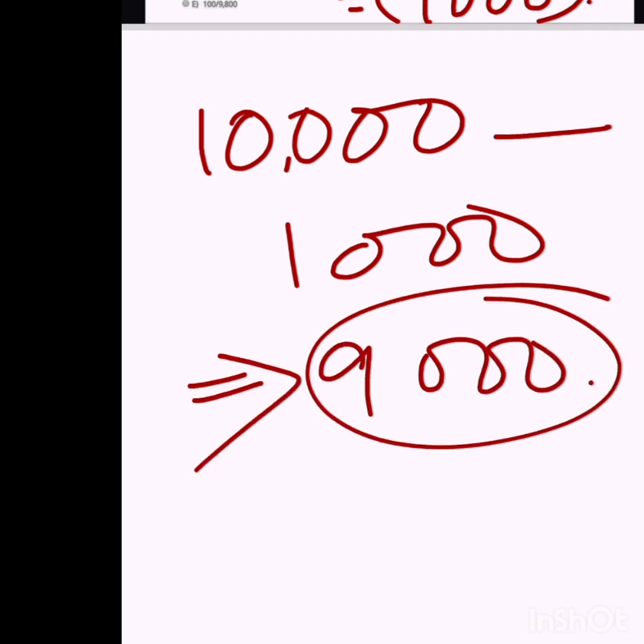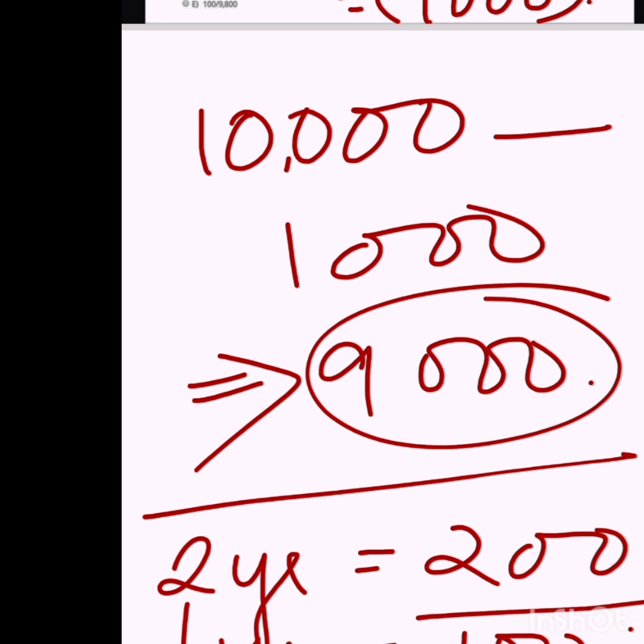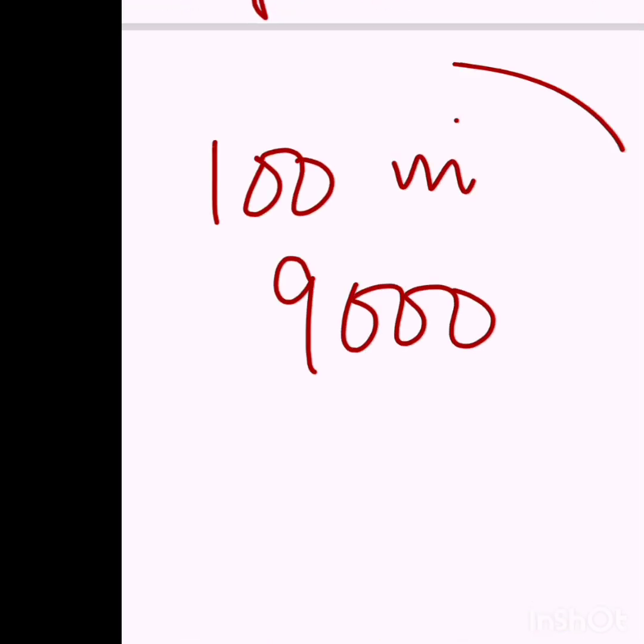In these 9,000 people, during the 2-year follow-up, 200 IV drug abusers are infected with hepatitis C. The question is to find out the annual incidence of hepatitis C infection in IV drug abusers. So in 1 year it will be 100. So the answer will be 100 in 9,000 people.